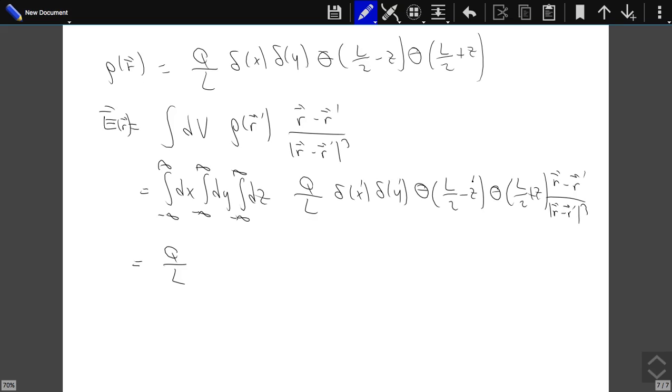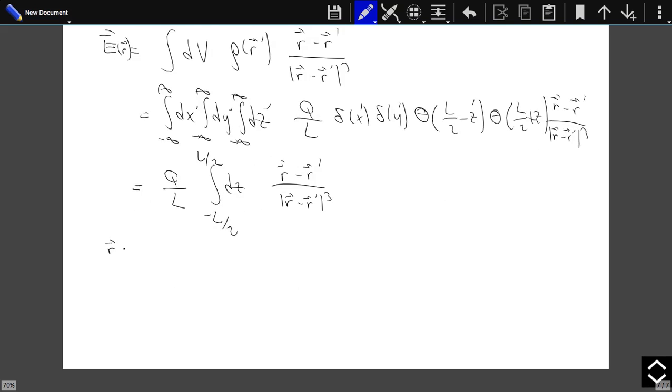And the step function tells me that the z integral is from minus L over 2 to plus L over 2, not from minus infinity to plus infinity, times r minus r prime divided by r minus r prime cubed. Now we need to evaluate this integral, but first let's express everything in terms of x, y, z, and z prime.